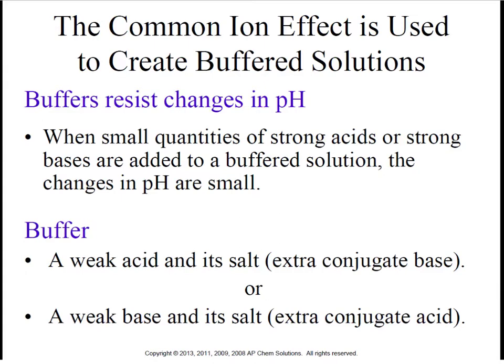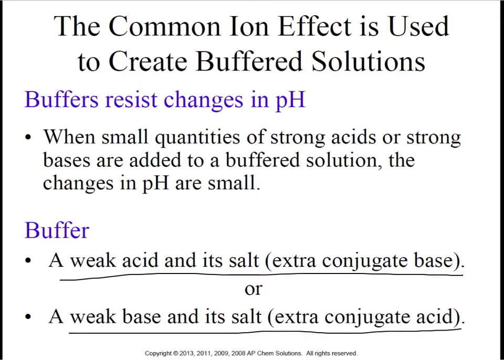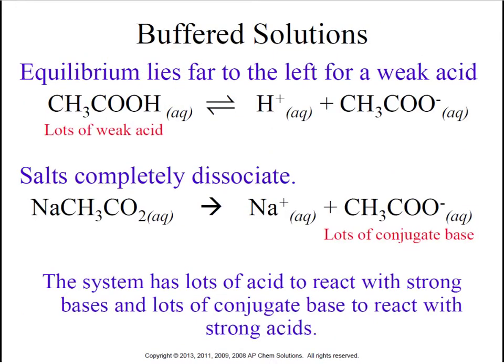So when small quantities of strong acid or strong base are added to a buffered solution, the changes in pH are very, very small. Normally, a small amount of acid added to a solution is going to drop the pH, and a small amount of a strong base would raise it dramatically. But in the case of a buffer, very, very tiny changes. What they're composed of are these two recipes right here. It can be a weak acid and its salt, that means extra conjugate base, or a weak base and its extra conjugate acid.